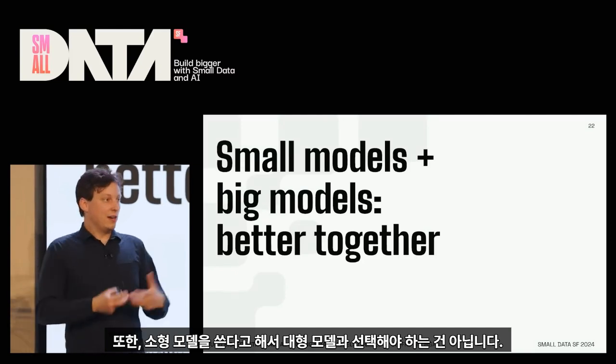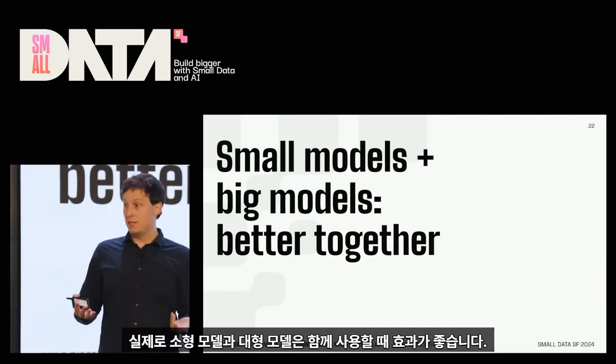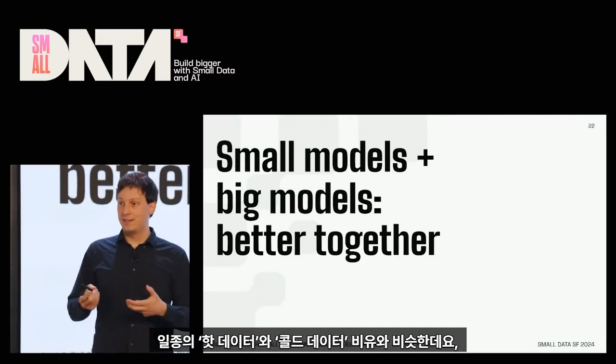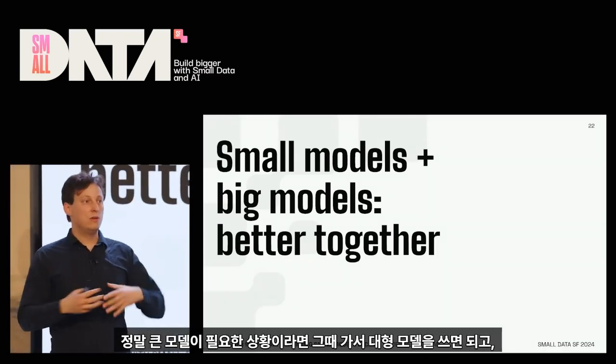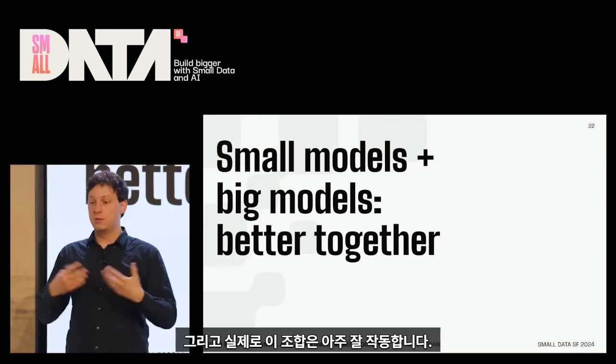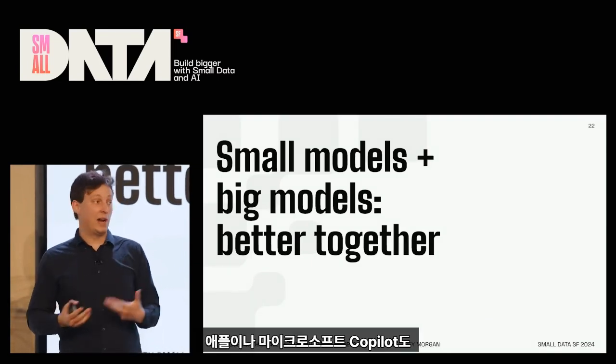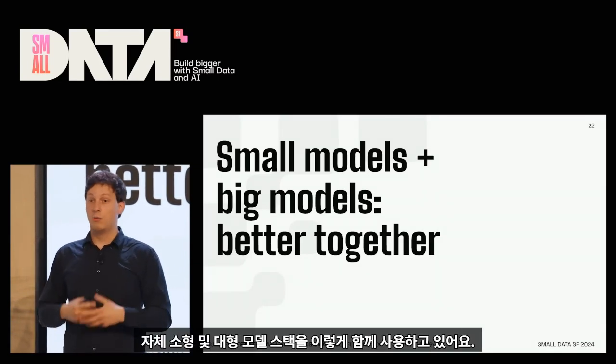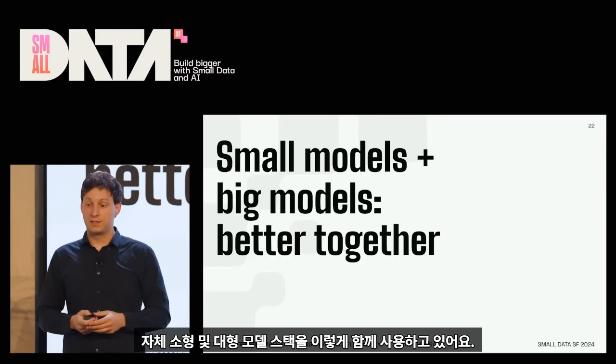Small models also, it's not a choice of whether to use small or big. They actually work really well together. And this is similar to the hot and cold data analogy, where if you really need a big model, you can resort to that if you have to. But for a lot of queries, you can just use small models. And they actually work really well in tandem. And this is already what Apple and Microsoft Copilot are doing with their own small and big model stacks.